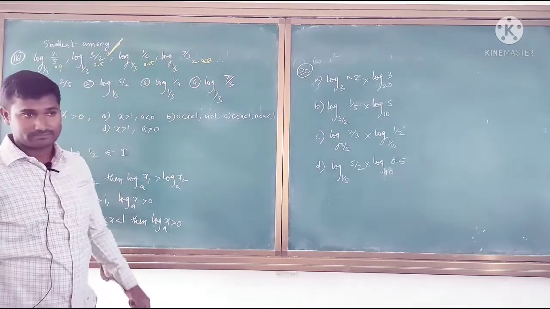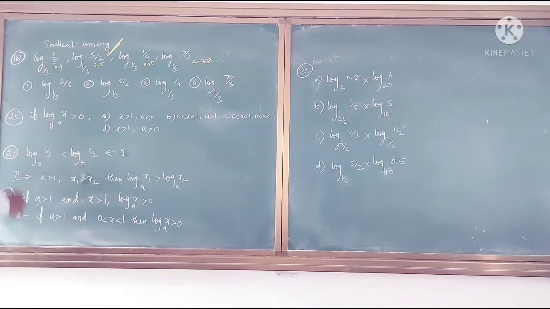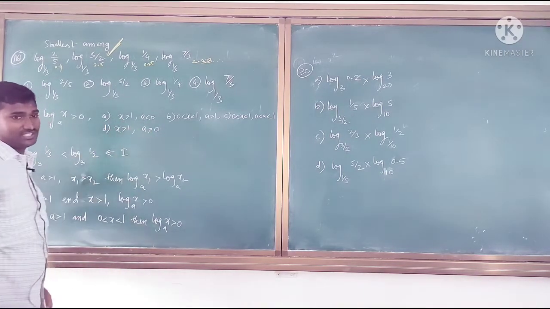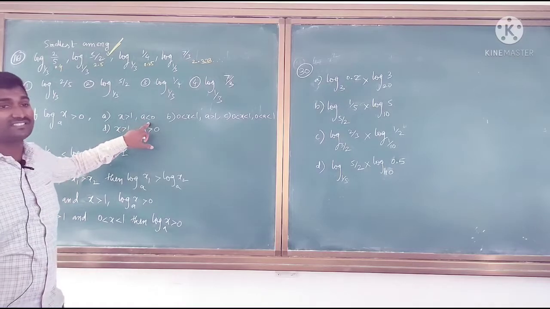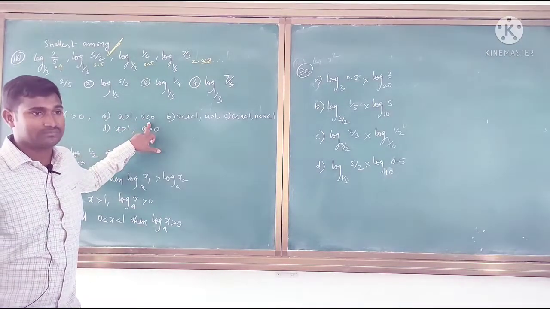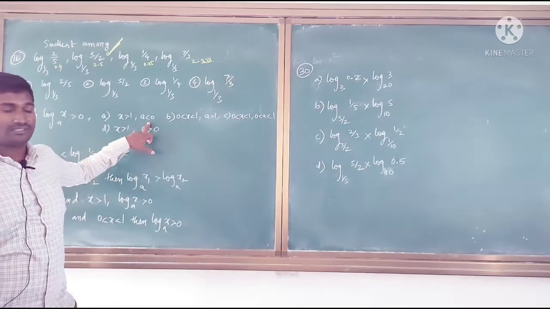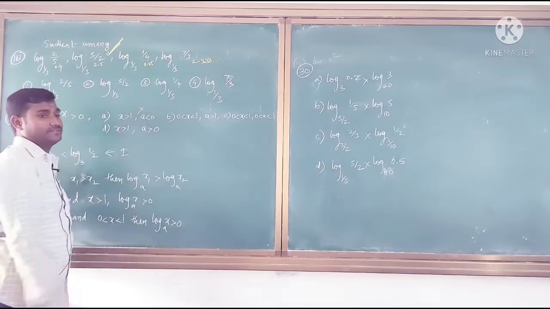Next. If log x to the base a is greater than 0, which of the following conditions is true? X is greater than 1, a is less than 0. If a is less than 0, a is negative. For negative values the logarithm is not defined. So this option is eliminated.